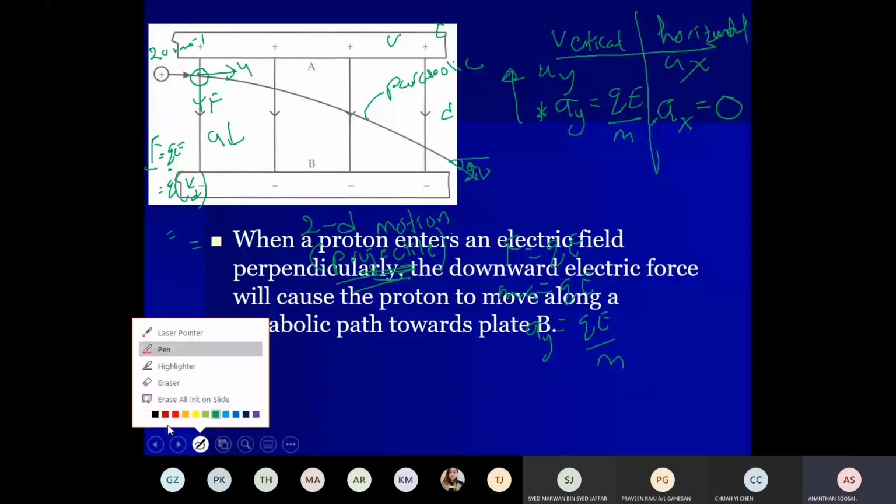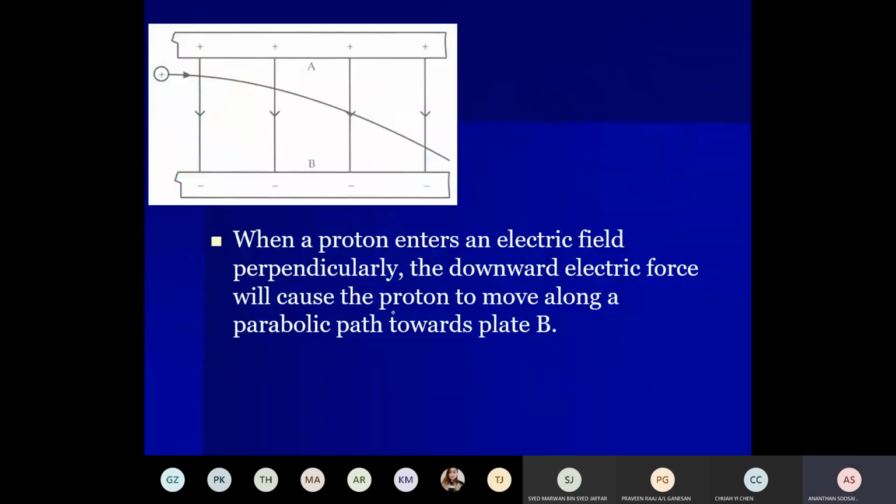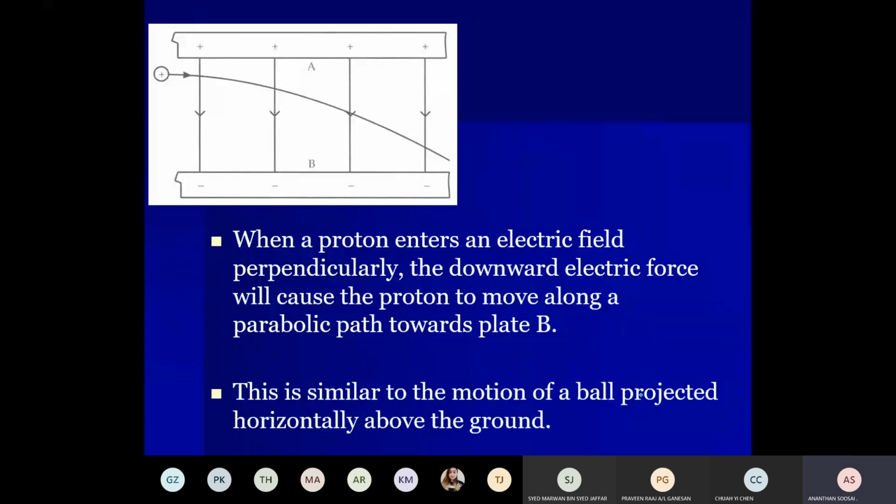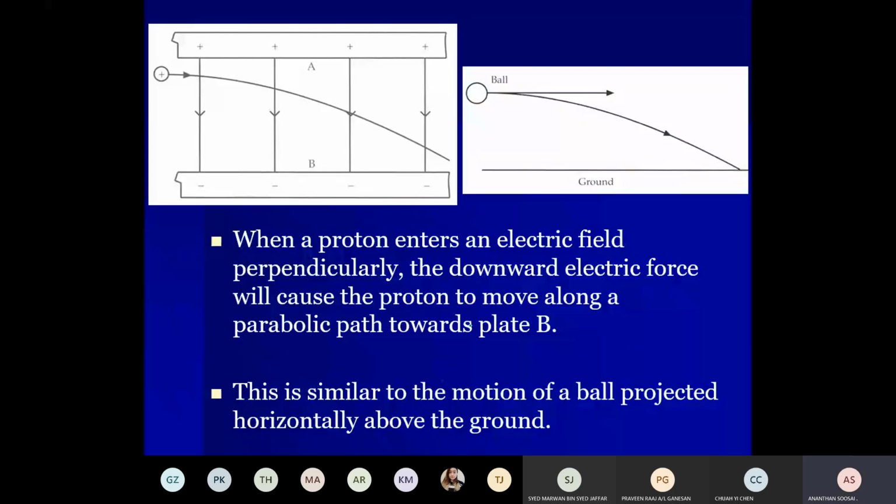So when a proton enters electric field perpendicularly, the downward electric force will cause the proton to move along a parabolic path towards plate B. This is similar to the motion of a ball projected horizontally above the ground. This is the tough part of this topic. Any questions so far? I believe you can understand more when we do one question about this. Same as the ball launching from the ground.